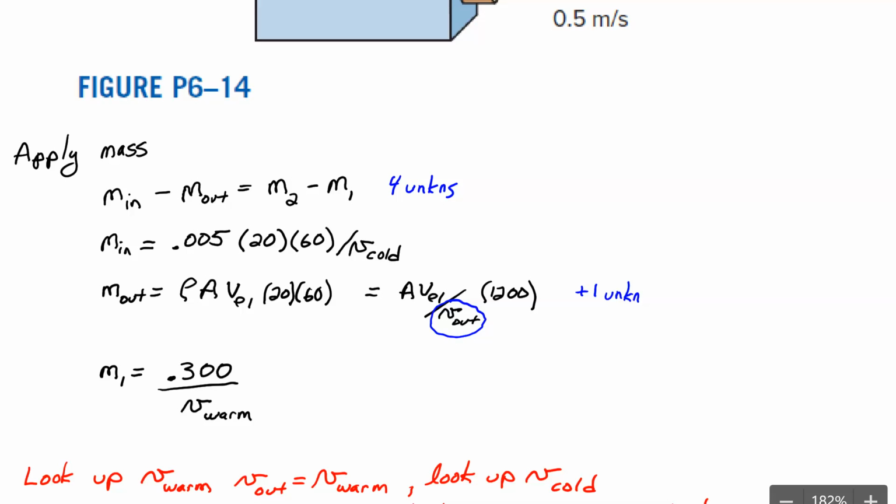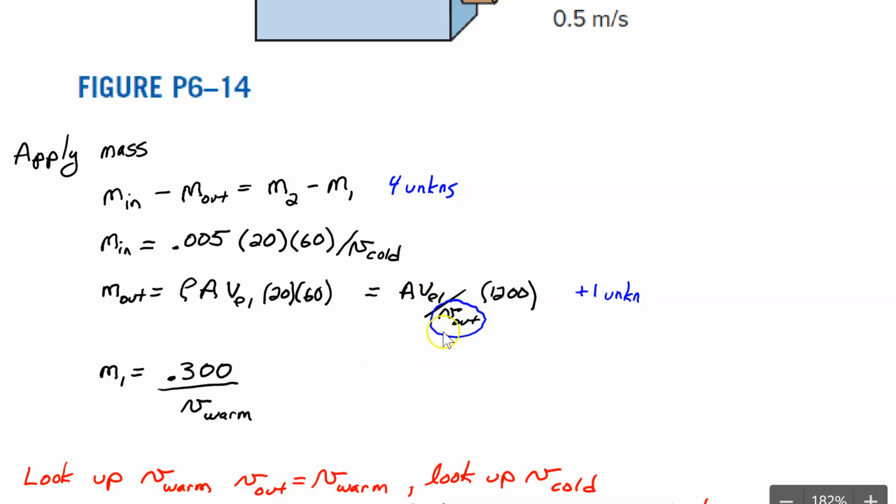Okay, basically you don't need another equation. What you've got to do is look up the values. I know the conditions of the warm water that's leaving: it's at 1 atmosphere and 45 degrees centigrade. So I should be able to find the specific volume of the warm water flowing out. Also, the water that's leaving is the warm water, so the specific volume going out, one of the unknowns right here, is the same thing as the specific volume of the warm water. So if I just look it up, I ought to be able to get these numbers.